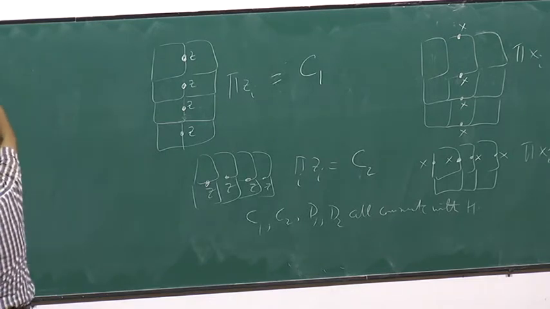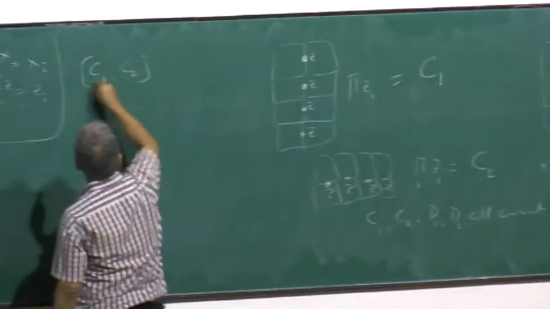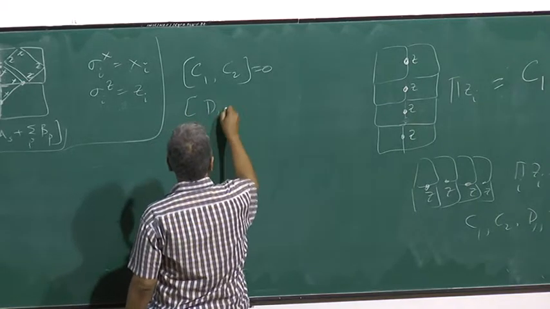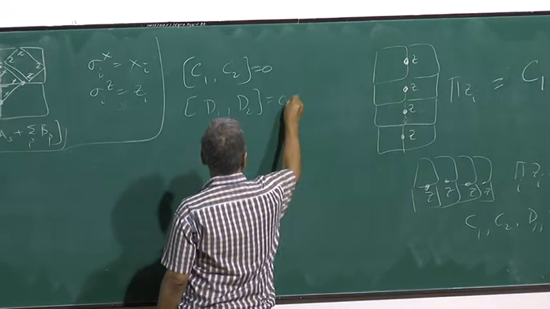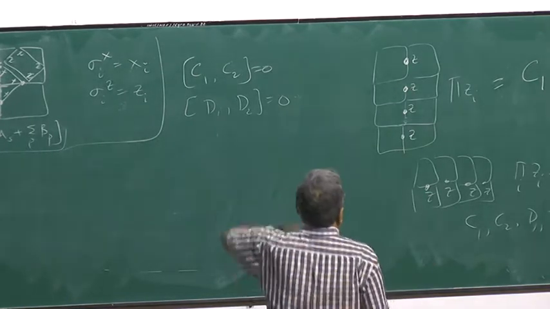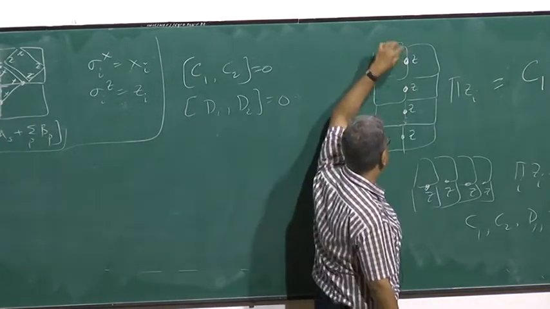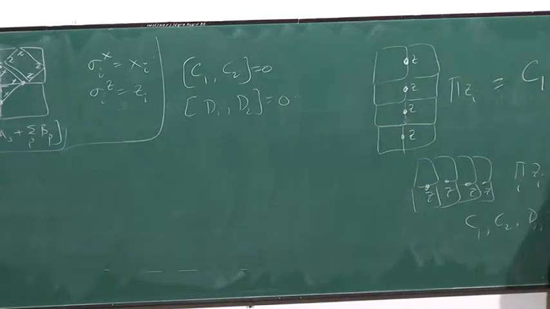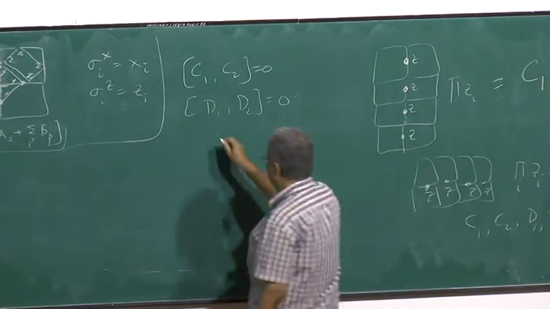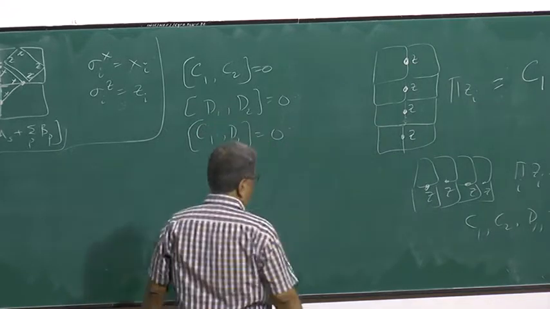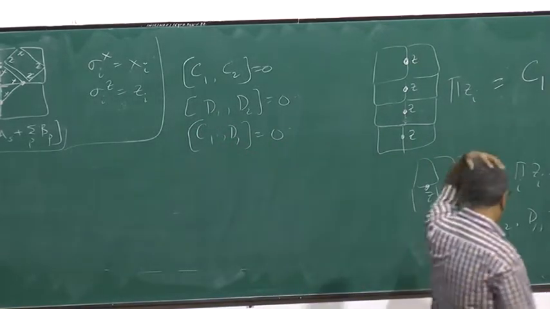So, C1 of course commutes with C2 because they are only made out of z's. D1 commutes with D2. How about C1 with D1? C1 and D1 commute because C1 has z's on the vertical bonds, but D1 has x's on the horizontal bonds. So, they are on different sites. So, C1 and D1 commute.